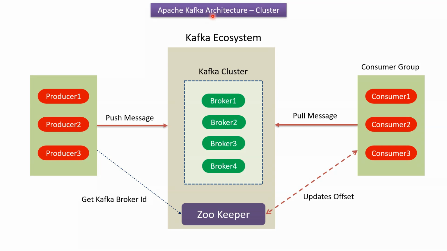In this video tutorial I will explain Apache Kafka architecture. Here you can see the Kafka ecosystem. The Kafka ecosystem has a Kafka cluster which has multiple brokers, and the producers which push the message to the Kafka topic, and the consumer group which has multiple consumers, and consumers pull messages from the Kafka topic, and the ZooKeeper which manages the Kafka ecosystem.